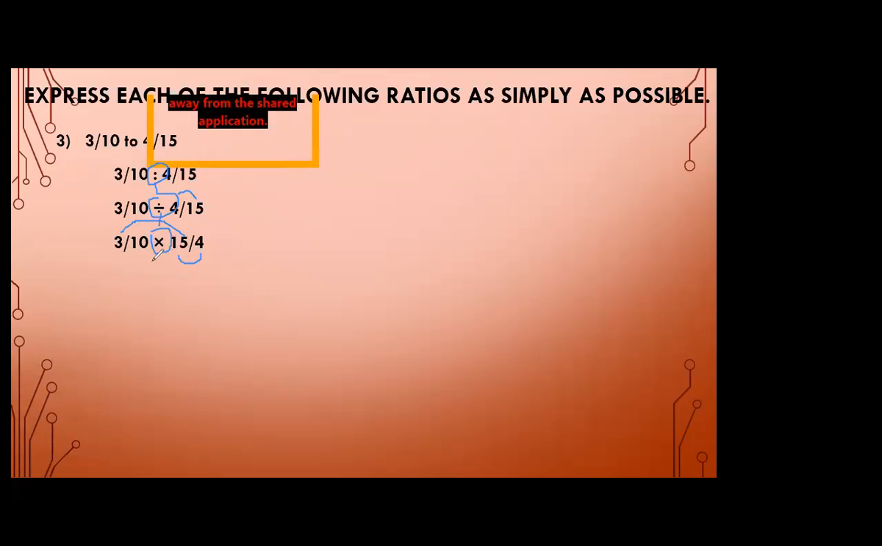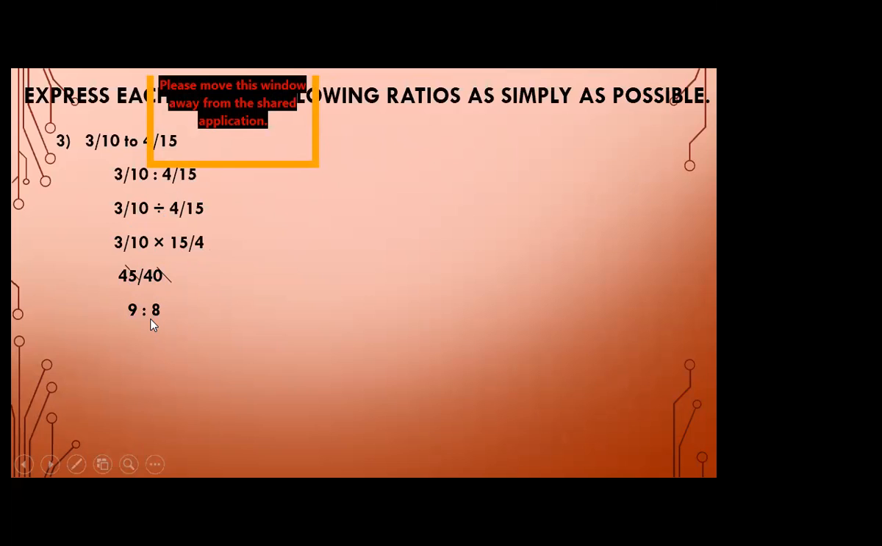3 15s are 45 and 4 10s are 40. Clear? So what we get here? 3 15s are 45 and 10 4s are 40. Clear? Now students, we can cancel it out from the table of 5. So we get 5 8s are 40 and 5 9s are 45.